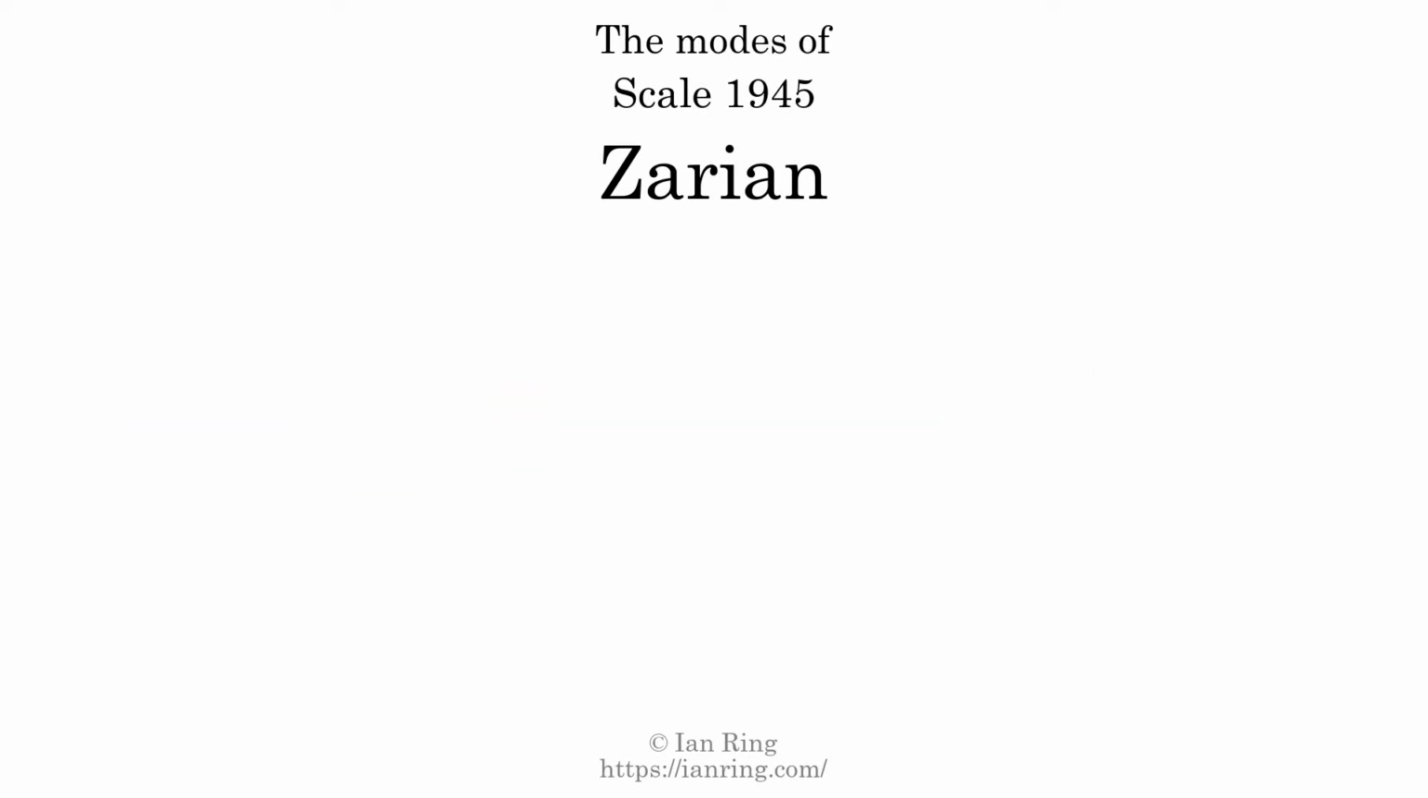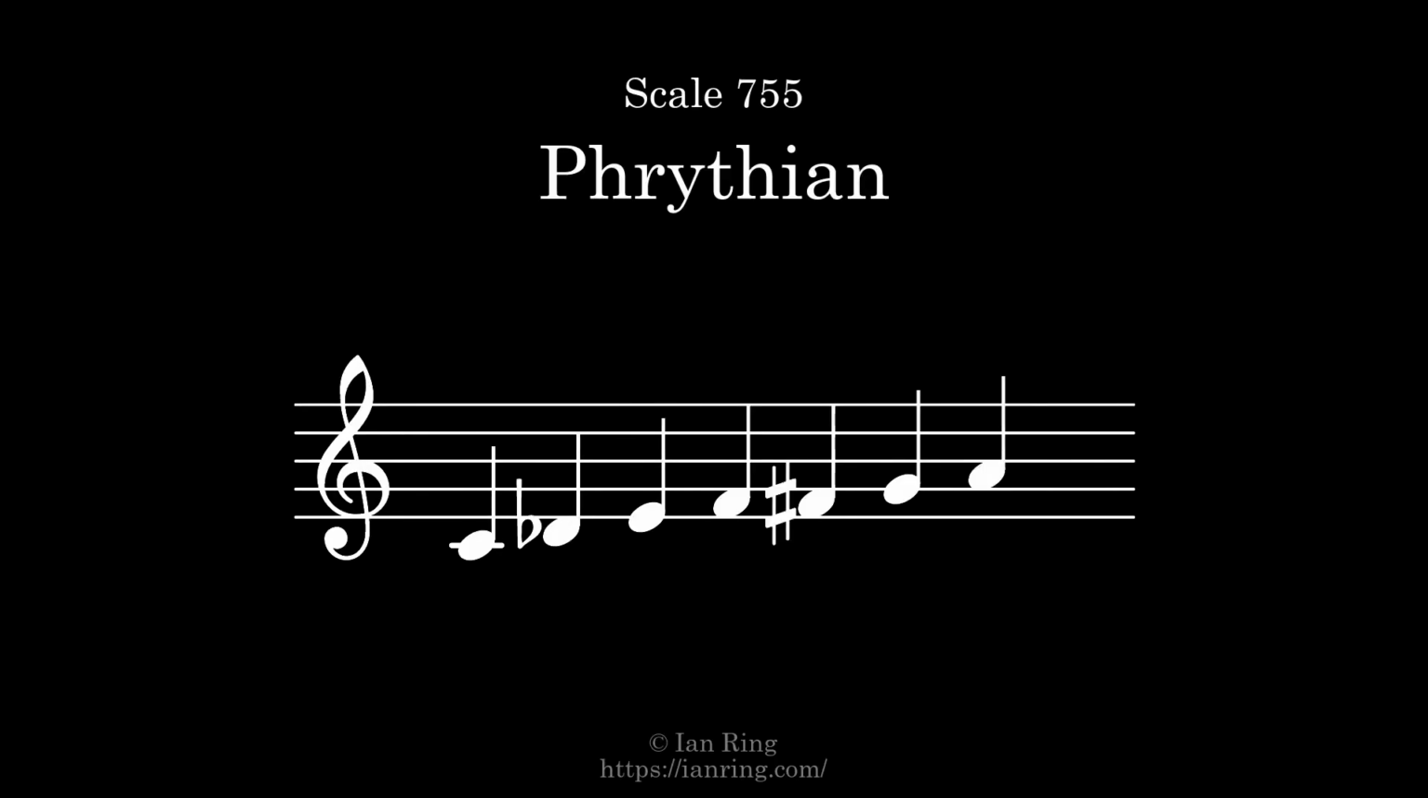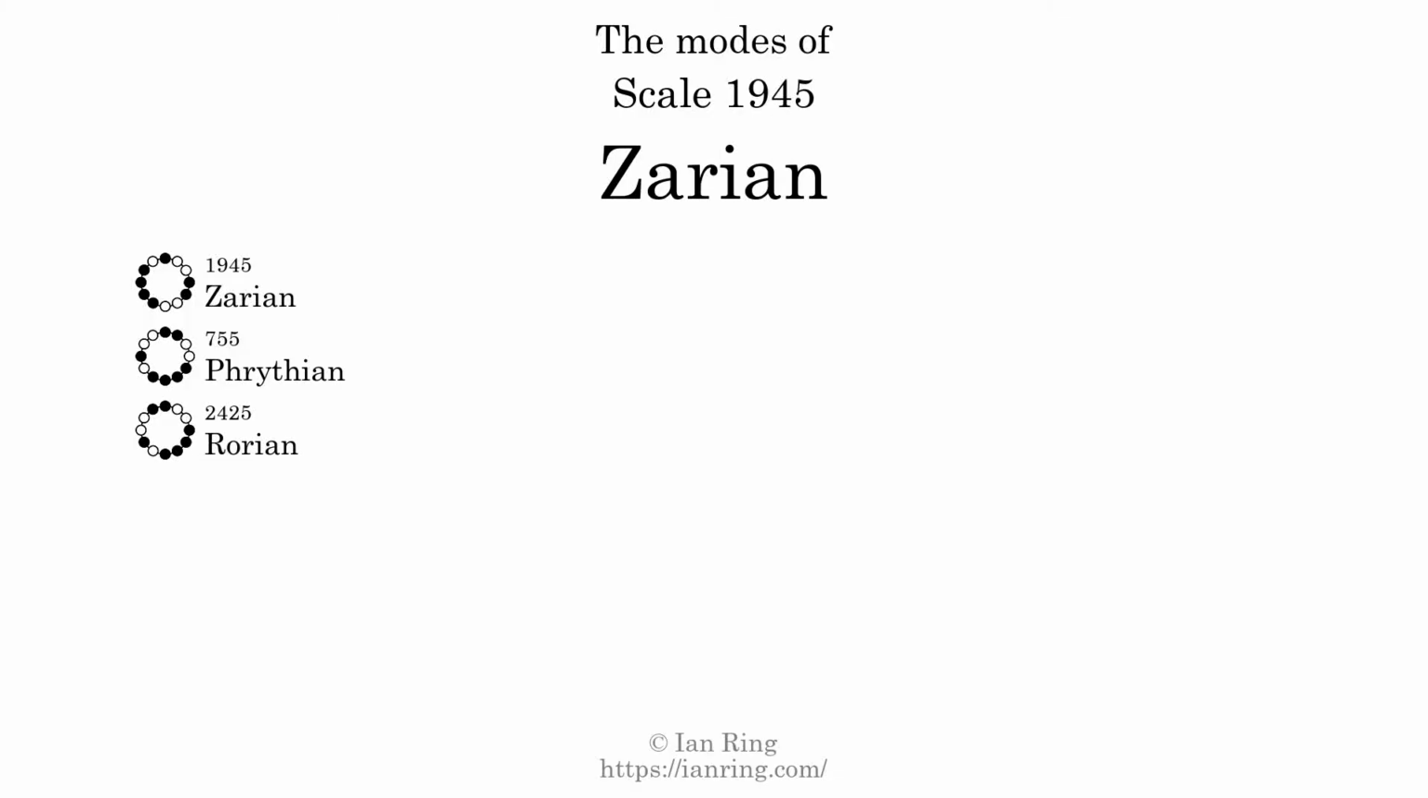This scale has 7 modes. The first mode is itself. The second mode is scale 755, also known as Frithian. It sounds like this. The third mode is scale 2425, also known as Zarian. It sounds like this.